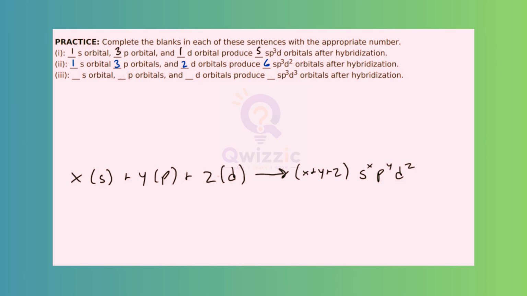And now lastly, for part 3, we have sp3d3 orbitals. So that's 1 s orbital, 3 p orbitals, and 3 d orbitals. So those are going to produce 1 plus 3 plus 3 equals 7 sp3d3 orbitals after hybridization.